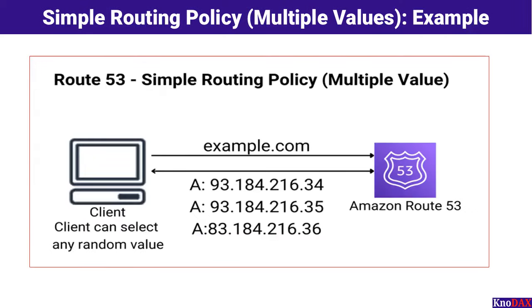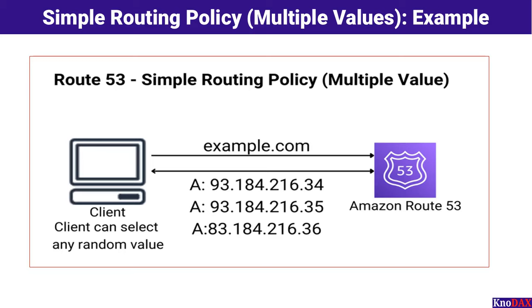logic. This diagram illustrates how Amazon Route 53's simple routing policy works when multiple values are specified. In this example, the client sends a DNS query to resolve the domain example.com. Route 53 responds with multiple IP addresses, such as 93.184.216.34, 93.184.216.35, and 93.184.216.36. The client then randomly selects one of these IP addresses to connect to.